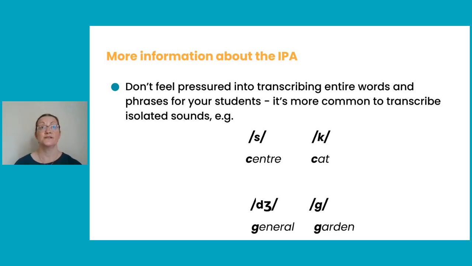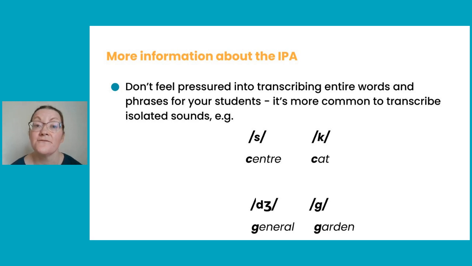Like if there is a sound your students are struggling with, you might transcribe that one. For example, take the letter C. We have a word beginning with C, which is center. We also have a word beginning with C, which is cat. So both are the letter C. So your students might assume that they are both pronounced the same. They might say kenter. But we all know English is not that straightforward.